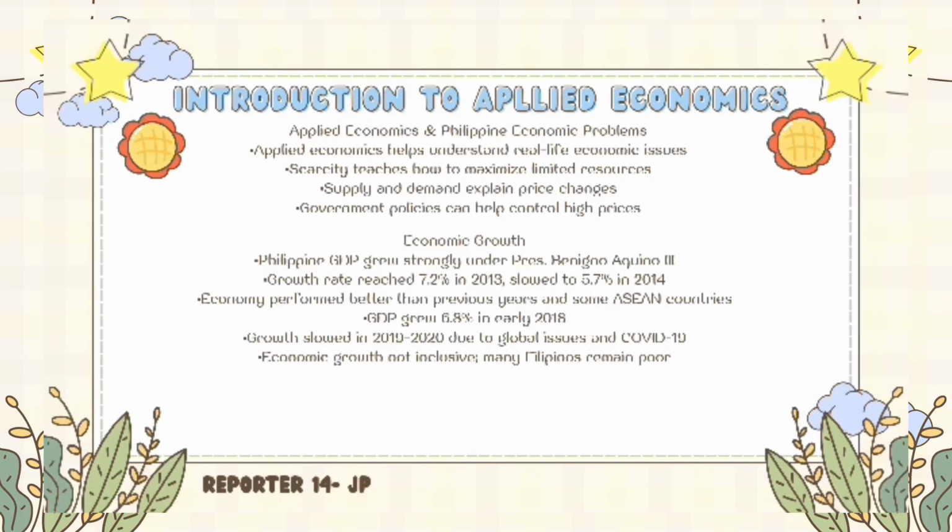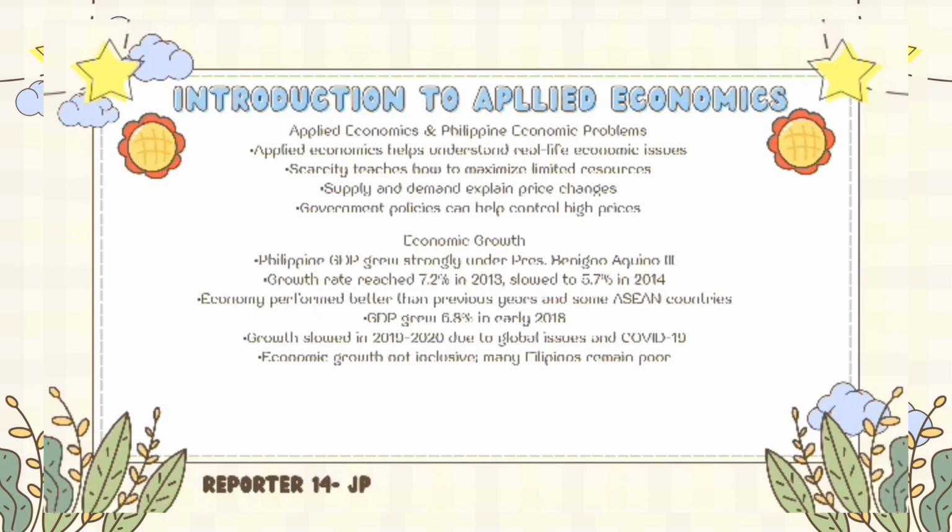First, applied economics helps understand real-life economic issues. Second, scarcity teaches how to maximize limited resources. Third, supply and demand explain price changes. And lastly, government policies can help control high prices. So, applied economics really helps us understand real-life economic problems and how to solve them. It teaches how to manage limited resources wisely, explains how prices change through supply and demand, and shows how government policies can help control high prices and improve the economy.